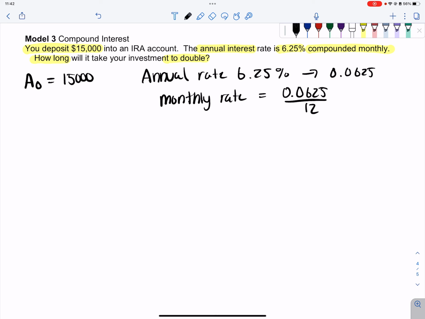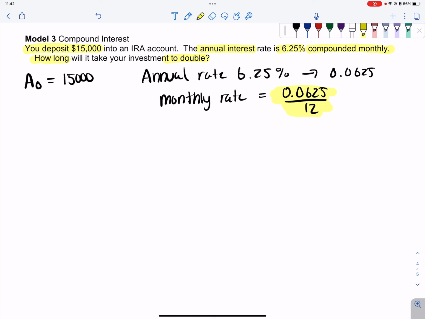And now this one is not exactly a nice number. It gives us 0.00520833, and it keeps going on forever for that decimal. That means we can't round this. We need to keep this as its exact fraction in our equation that we write.